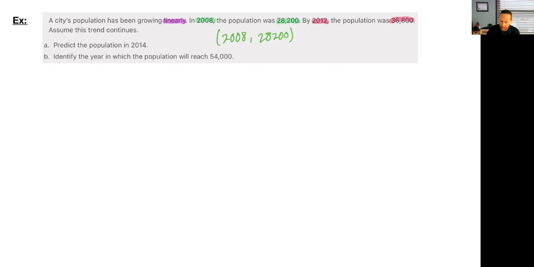And I'm going to use the color coordination here so that you can see the two different ones. And I'm not using commas with the thousands because I want to make sure that you know that this is an ordered pair and not just one big, huge number. Okay, so before we can predict the population in 2014, pretty much all word problems, you want to take all of the information and write an equation.